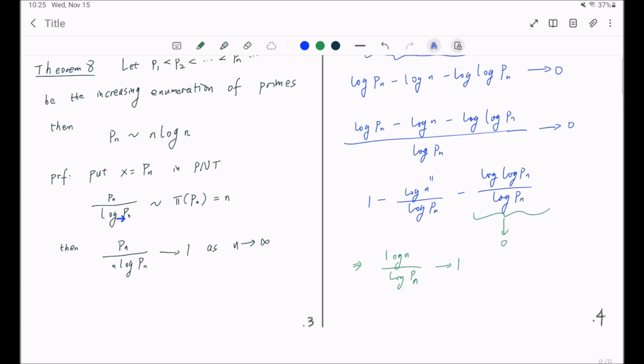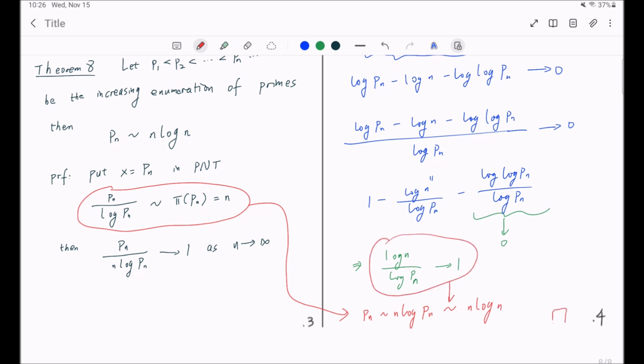And therefore, it follows from that n is similar to p sub n divided by log of p sub n, that p sub n is similar to n times log of p sub n. And using this, we conclude that p sub n is similar to n times log of n. And we're done. So how large is the nth prime? It is roughly n times log of n.